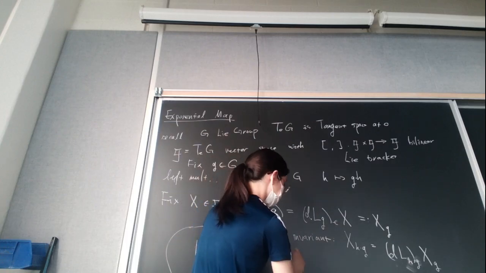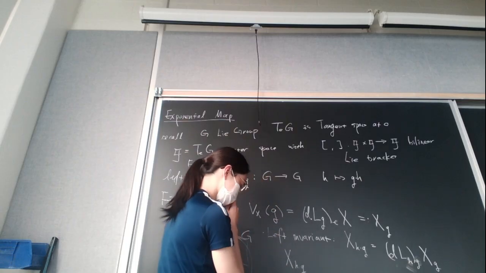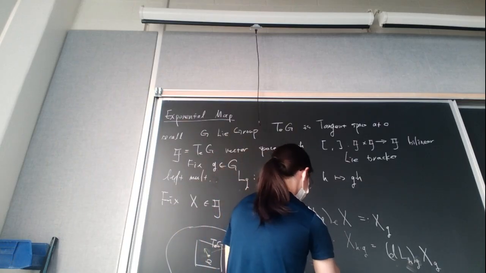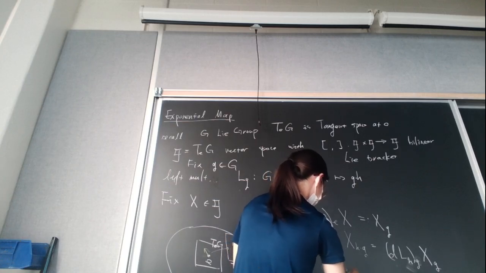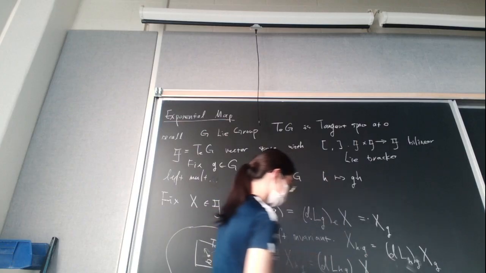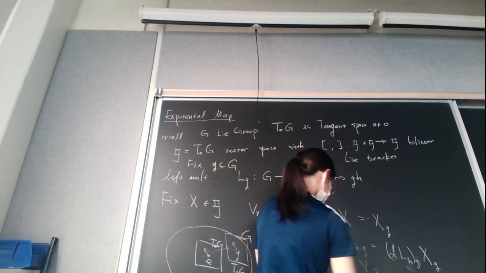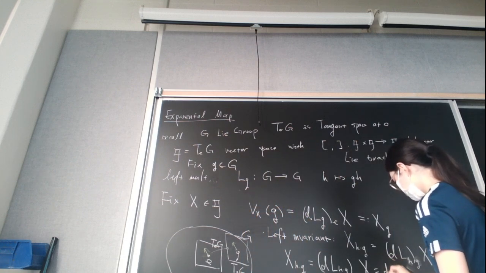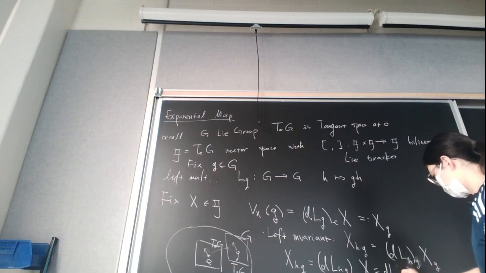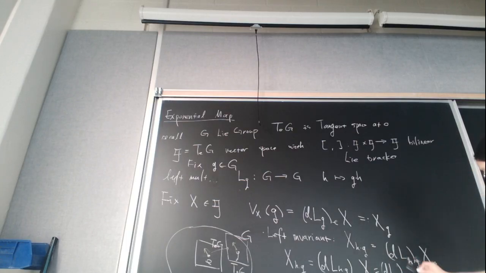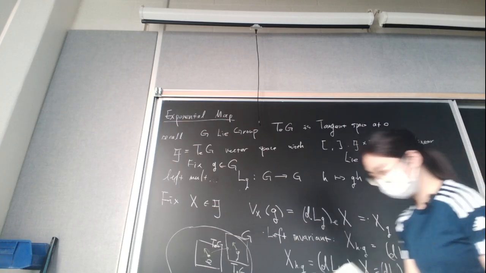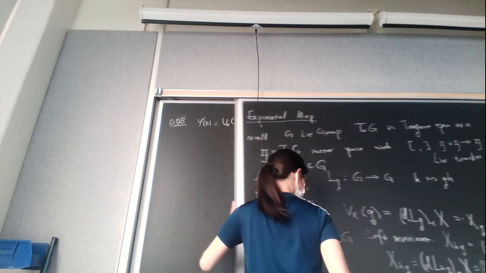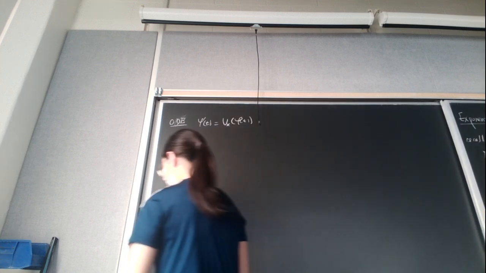And I will write it out. So X of hg is equal to the differential of left multiplication by hg at identity applied to X. And then we can apply the chain rule, and that gives us the differential of left multiplication by h at g times the differential of left multiplication by g at identity applied to X. And well, this is equal to X_g. Thank you. Okay.